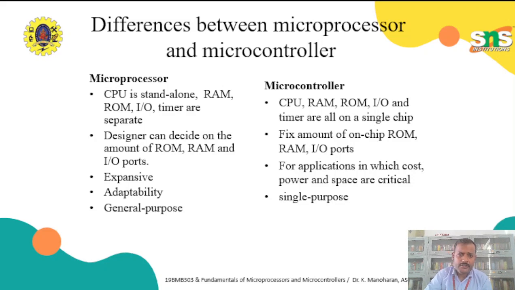Second, the designer can decide the amount of RAM, ROM and IO ports in a microprocessor, but in a microcontroller a fixed amount of on-chip ROM and on-chip RAM, and similarly a limited number of IO ports, timers and interrupt sources, will be available. If the designer needs more than this, they can interface externally. If it is sufficient, they can use the internal RAM, ROM or IO ports.